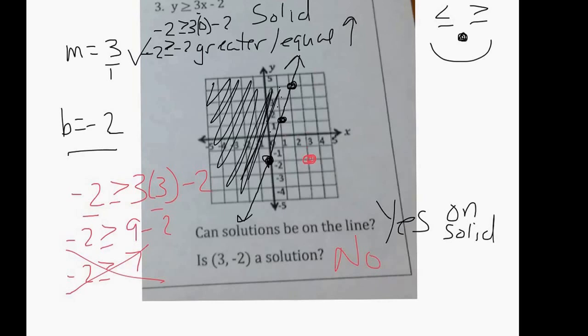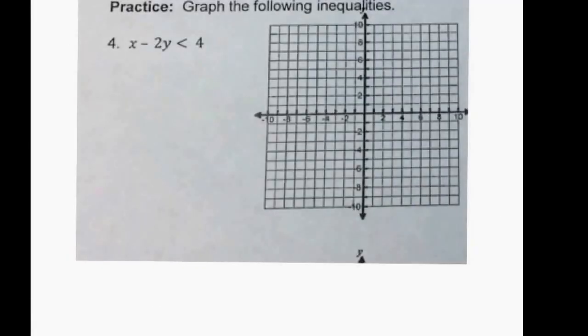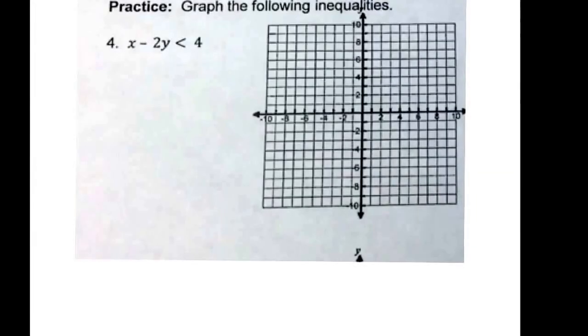So you have two options. You can look at the graph to see if it's a yes or no, or you can plug in. And if you have the graph, it's easier to look at the graph. But if you don't have the graph and you just have an equation, then it's easier to just check the equation. All right, here's some extra examples for us to work on and practice here.